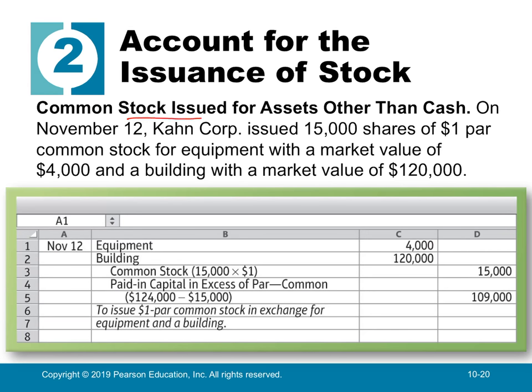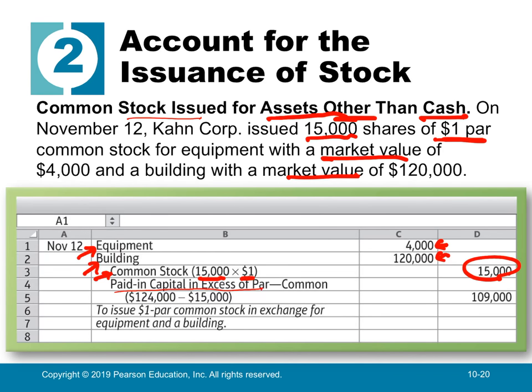What happens if we issue stock for assets other than cash? This is pretty straightforward, believe it or not. We just take the market value of the assets that we get. In this case, we're getting equipment and a building. We debit those asset accounts for the market value and treat it as if we had received $124,000 in cash. In this case, these are 15,000 shares of $1 par, so we credit common stock 15,000 times $1 par, $15,000. The rest goes to paid in capital in excess of par, common stock, so $109,000 goes in as the remainder. So this is issuing $1 par common stock for equipment and a building instead of cash.